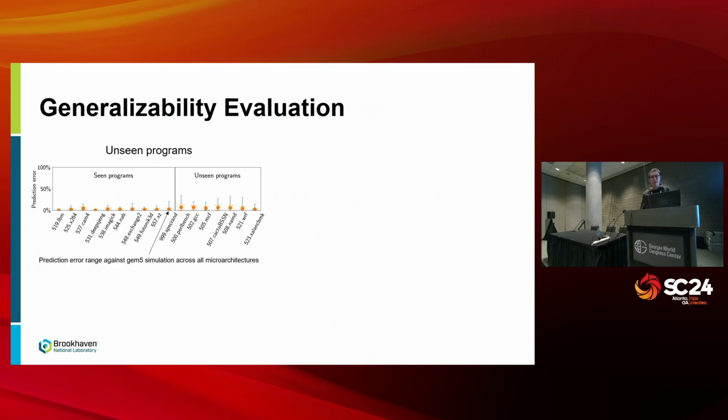Here I show our evaluation of the generalizability of our framework. First, we test the generalizability across programs that are not used in training. On the x-axis, we have different programs, and for each program we have a range bar, which shows the error range across different microarchitectures, and the orange dot is the average error across all the microarchitectures. We can see that for both seen and unseen programs, the average error is below 10%. So it generalizes pretty well to other programs.